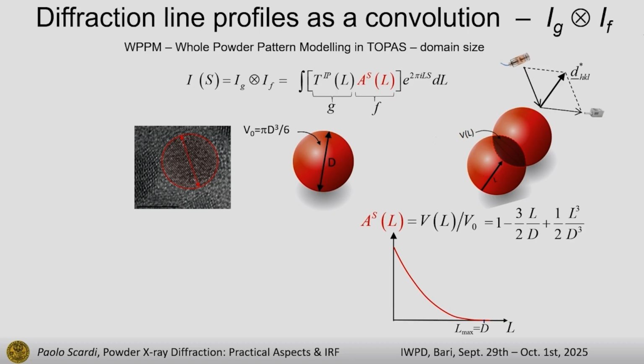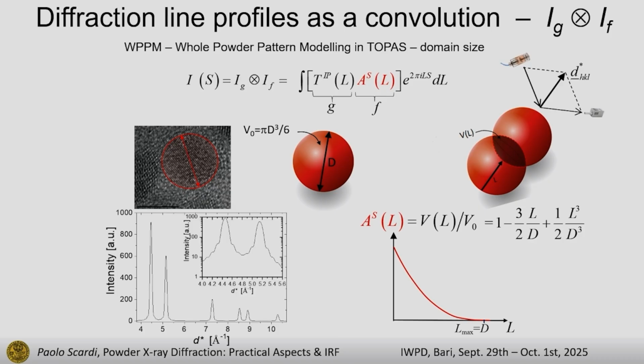So let's see the application. This is a simulation of a pattern from a powder of spheres with the same diameter d. From this Fourier transform, you just back transform it and you have the powder pattern, peak by peak. So the thing is pretty easy, but now let's see something more complex.